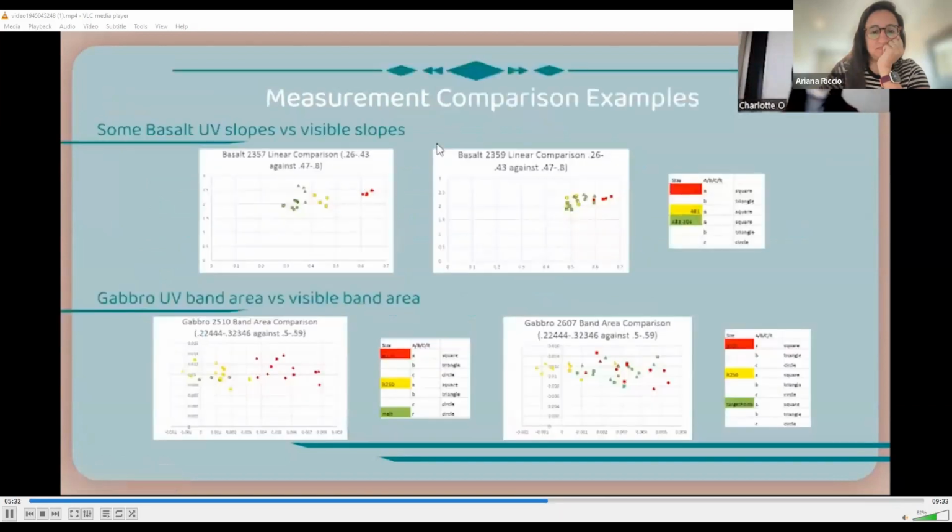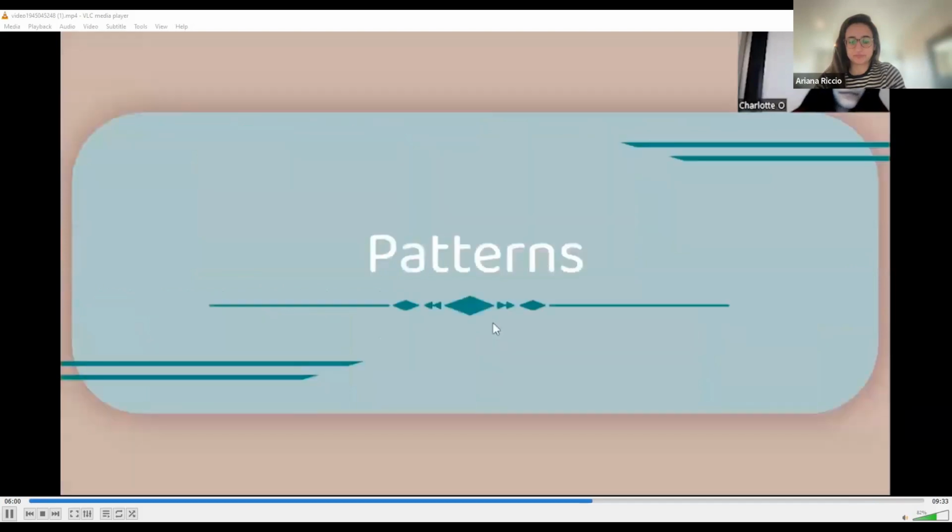So here are some examples of measurement comparisons. These are some basalt UV slopes versus basalt visible slopes. As you can see for the basalt 2357, there's no variation in the UV slope, but it seems like there is a little bit of a grain size dependence in the visible slope, and you can see the size fractions here. It's not really a trend. And then there's not really a trend for the 2359, and the Gabbro UV band areas don't have distinctions.